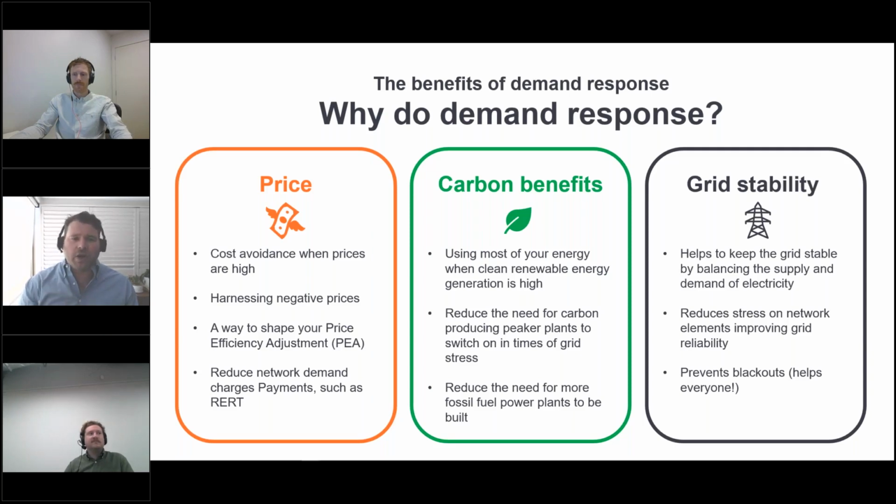So not only are you avoiding cost, not only are you greening your own power, you're also helping everybody else stay online, and really helping to avoid a blackout where somebody else will choose who goes offline, as opposed to you maybe getting a benefit at your own choosing. So the stability of the grid is really helped by demand response. Yeah, great. So definitely plenty of reasons to look into it.